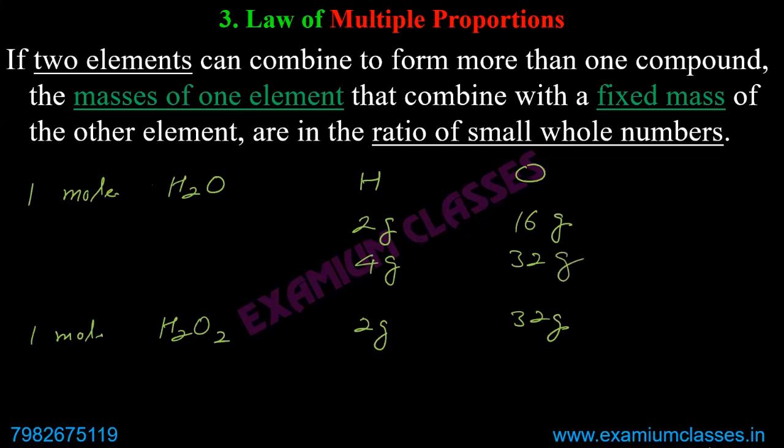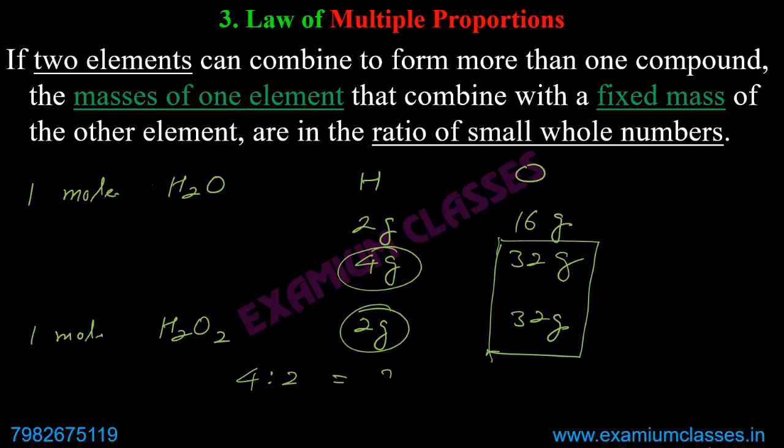Is that clear? Sir, I understood. Sir, the mass of one element must be the same for both the compounds. Yes. Now, in this case, you fix the mass of oxygen. Both are 32. So now you will have the ratio for hydrogen. It will be 4:2, that is 2:1. Again, simple whole ratio. So you can fix the mass of anyone. The ratio of the other masses will be simple whole ratio. Is that clear? Any confusion? Because this is the one from where you will get most of the questions and numericals also.